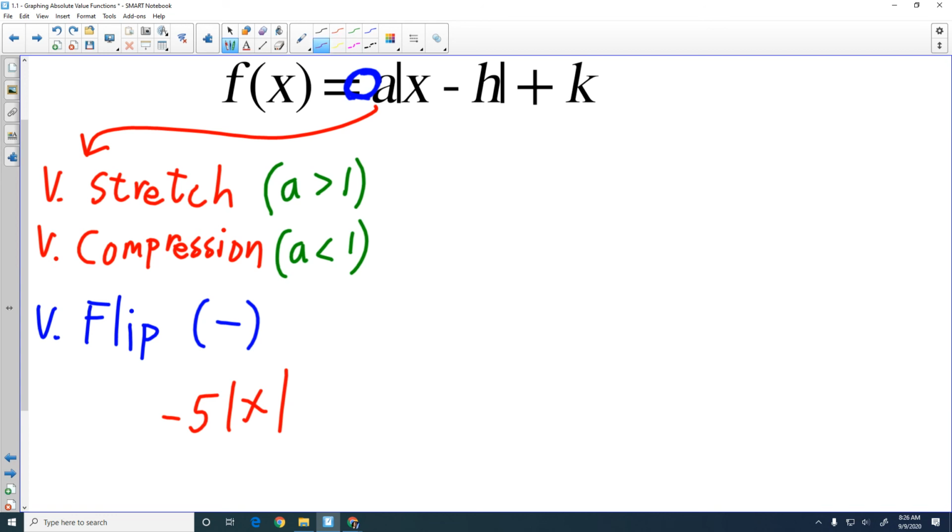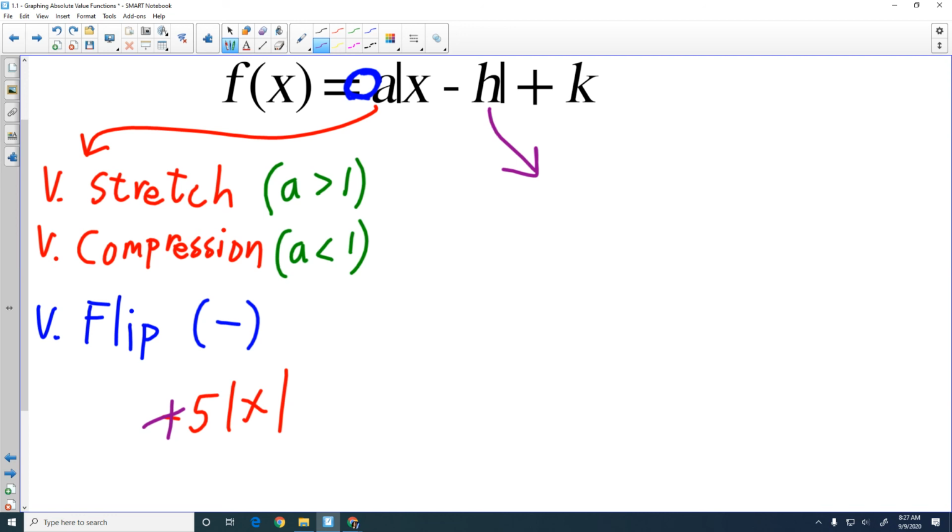So whenever you're comparing a, ignore the negative sign. Just look at that actual number in front. All the negative sign is going to do is tell you if it's a vertical flip or not. Once you know if it's an upwards V or a downwards V, ignore the negative sign and then compare the number that's left over to 1. Is that number bigger than 1 or less than 1? And that's how you know if it's a stretch or a compression. All right, next up, h. So this is a number that's being subtracted from x.